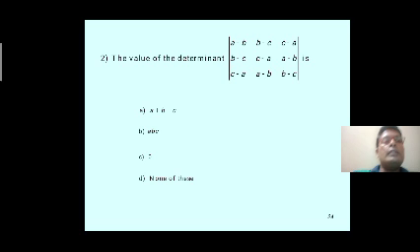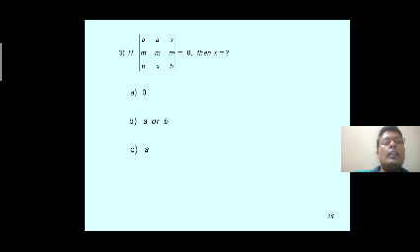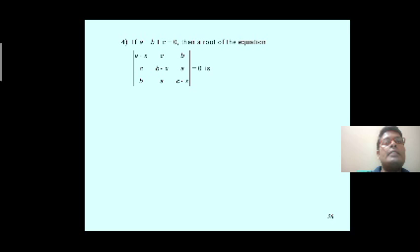Just you have to do the determinant part. The next one: if the determinant with rows a, a, x; m, m, m; b, x, b equals 0, then x equals what? Options: 0, a or b, a, b. You have to do the simplification by using the determinant. If a plus b plus c equals 0, then find the root of the equation. This is also the same. By using the determinant, we find the options: A is 1, B is minus 1, C is a plus b plus c, and D equals 0.